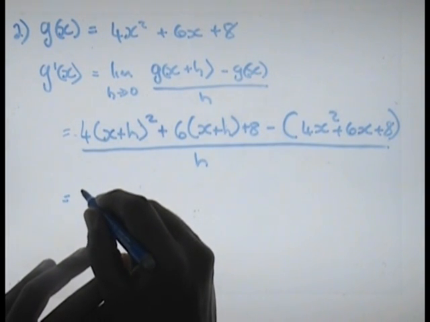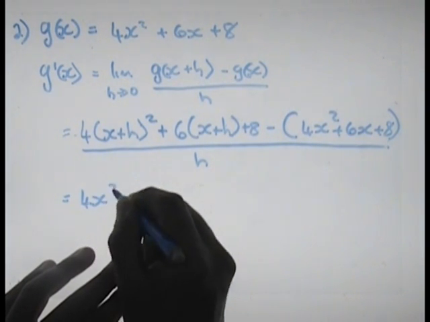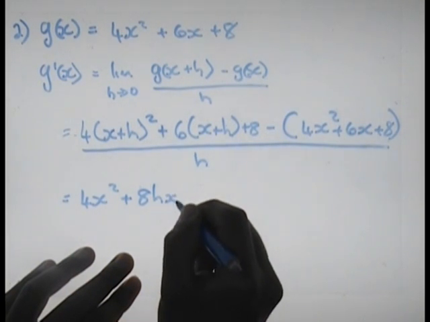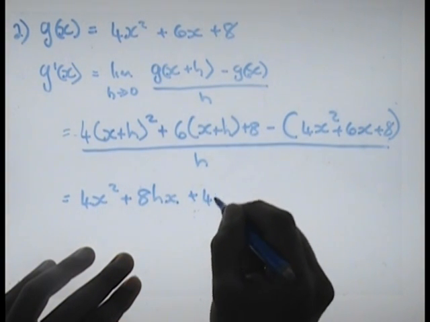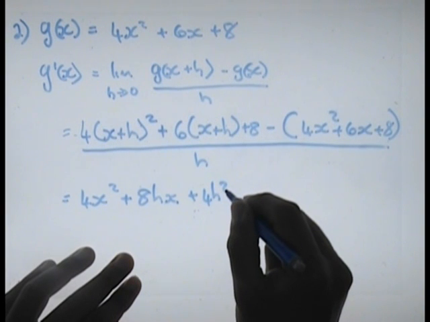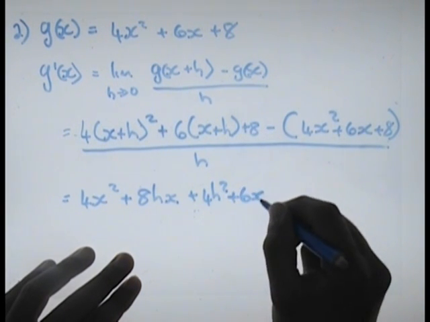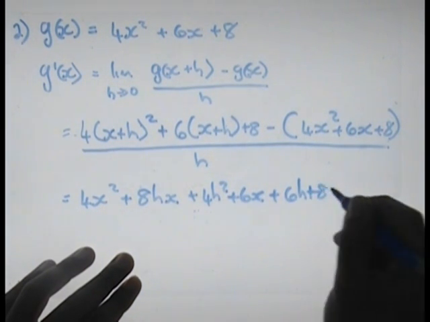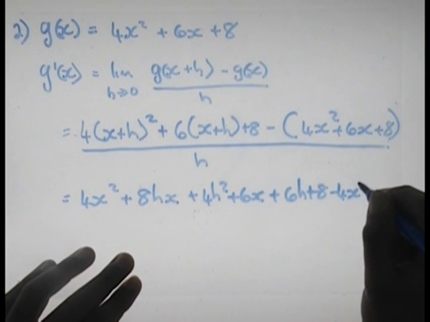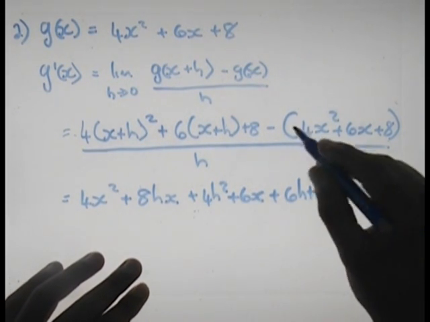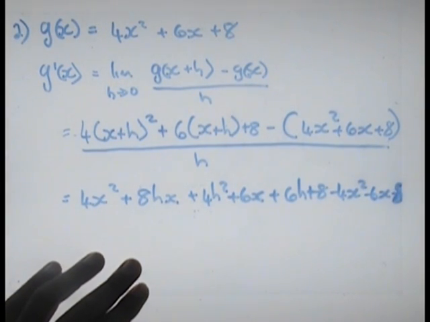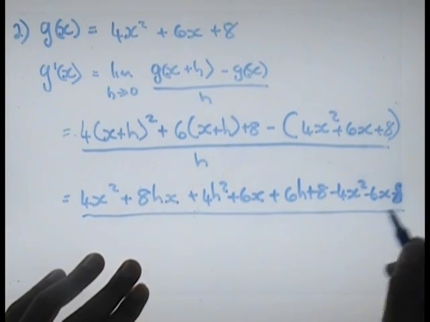That's going to equal 4x squared plus 8hx plus 4h squared plus 6x plus 6h plus 8 minus 4x squared minus 6x minus 8. That's an 8. I ran out of space. Divided by h.